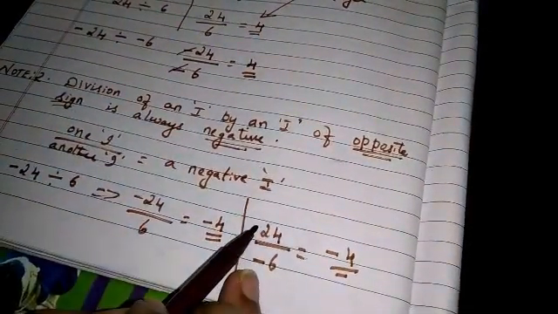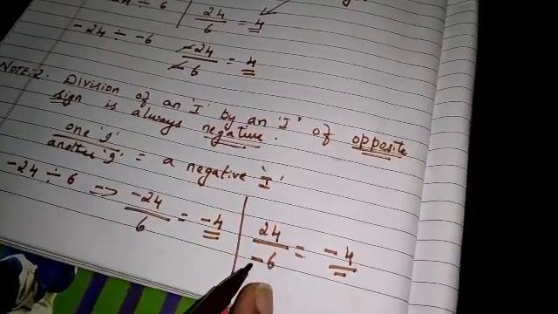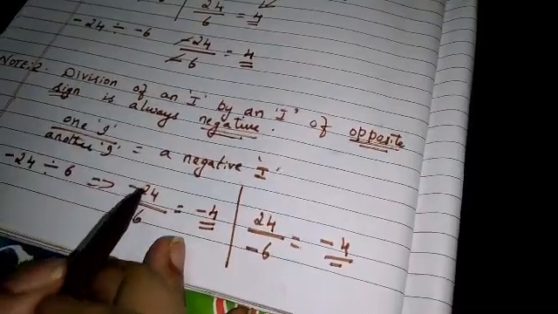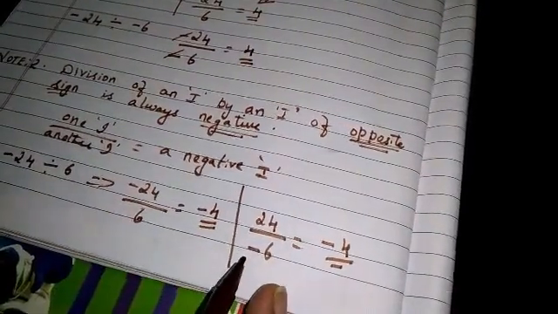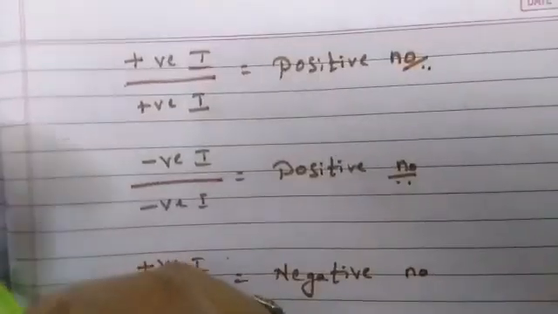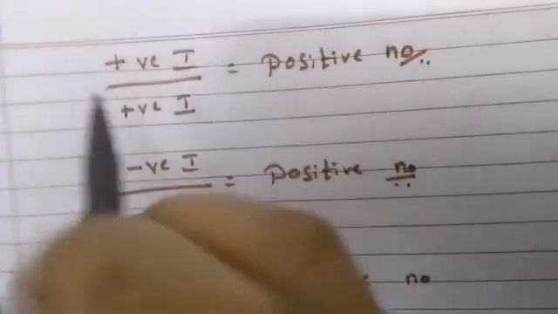So here we have a plus and here we have a minus. Here we have a minus, here we have a plus. So 1 plus and 1 minus, or 1 minus and 1 plus gives me a negative result. Okay, now let's quickly sum it up.